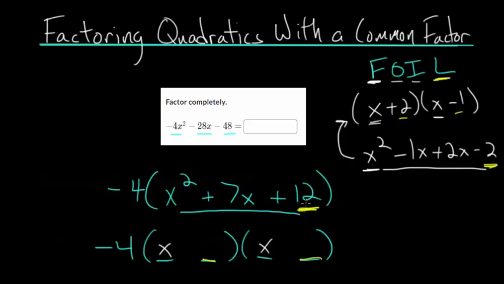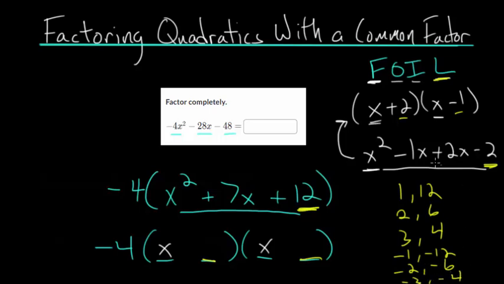At this point, we just look at all the possibilities. What two numbers multiply to give you 12? It could be 1 and 12. It could be 2 and 6, or 3 and 4. Or you can have the negative versions of those: minus 1 and minus 12, minus 2 and minus 6, and minus 3 and minus 4. So all 6 of these are possibilities. And then we use the outer and the inner to determine this middle term with x.